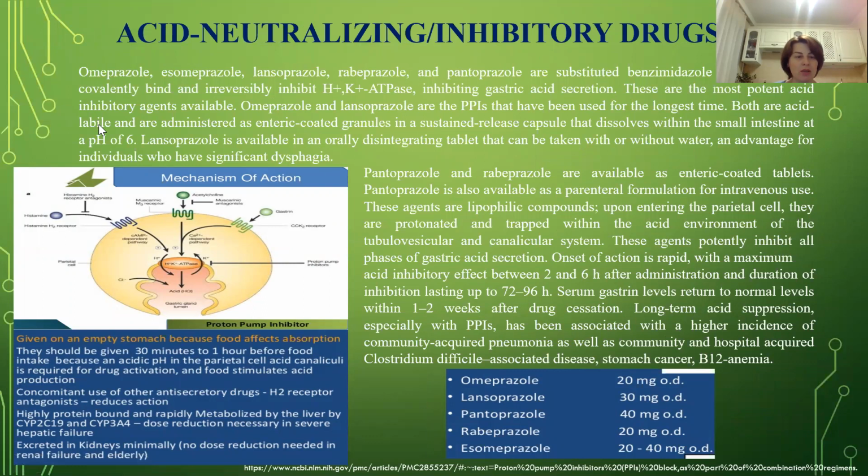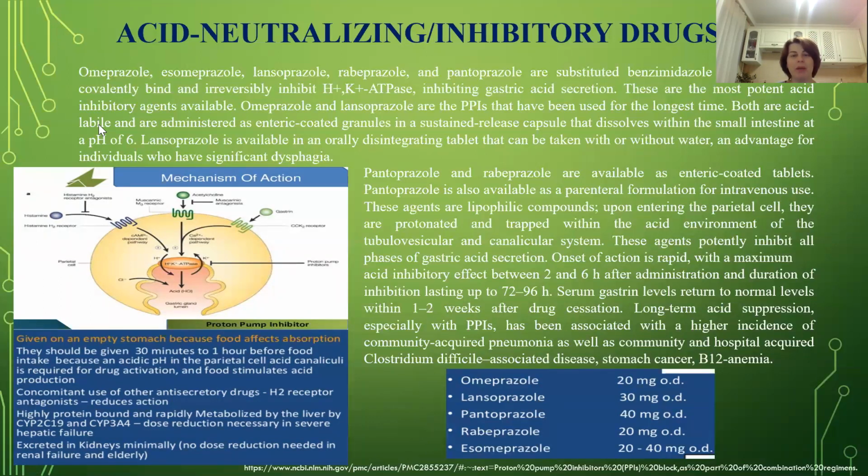Other acid neutralizing drugs are PPI or proton pump inhibitors, including omeprazole, lansoprazole, rabeprazole, and pantoprazole, substituted benzimidazole derivatives that covalently bind and irreversibly inhibit H+/K+-ATPase, inhibiting gastric acid secretion. They are the most potent acid inhibitory agents available and first line in the treatment of the peptic ulcer, different gastritis, and dyspepsia patients.